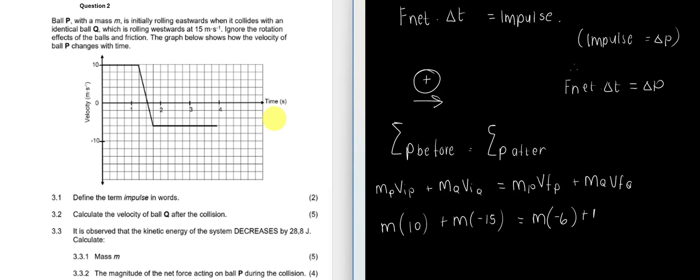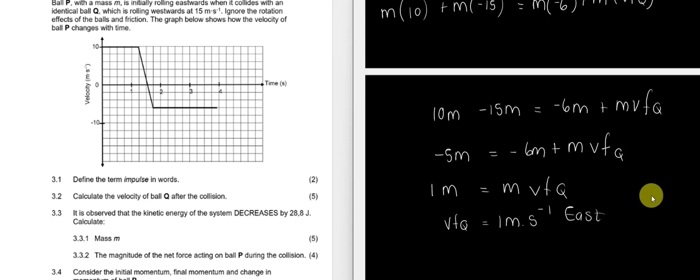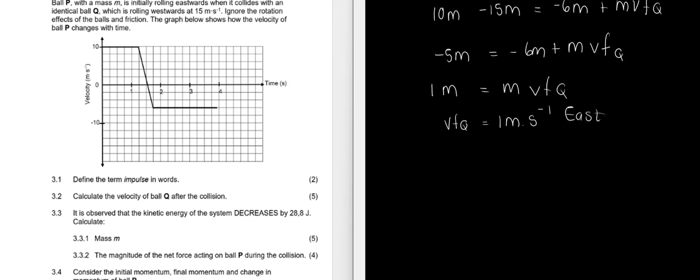And then I still have m, and then this is the one I want to work out: VF final for Q. Okay, just to quickly repeat, you get minus 6 on this side, you take it over, you get plus 1m equals mv final Q, and your final velocity is 1 meter per second east.